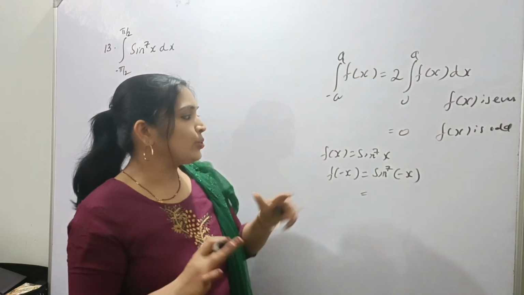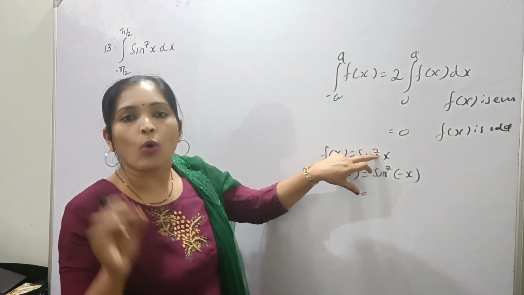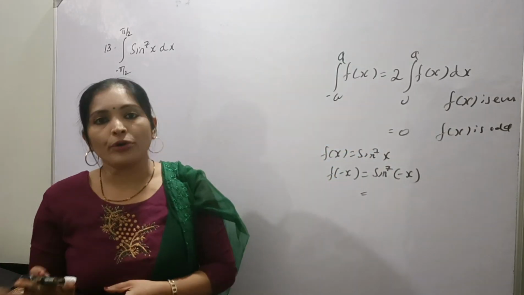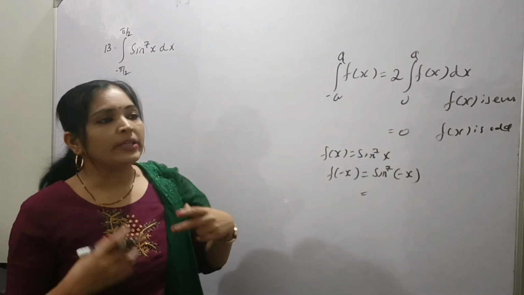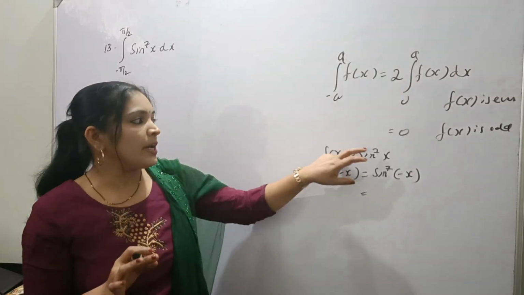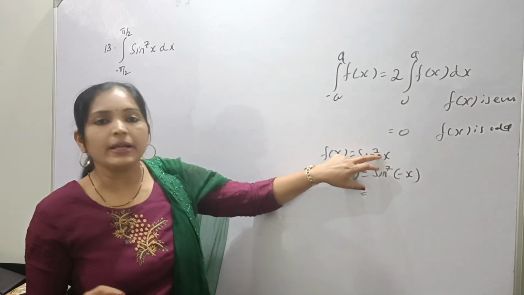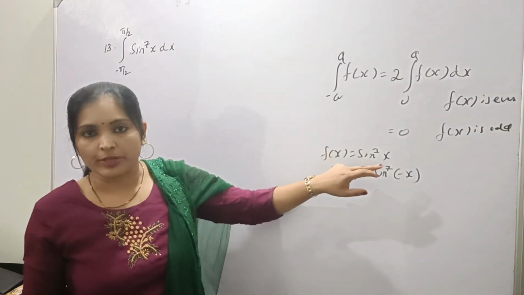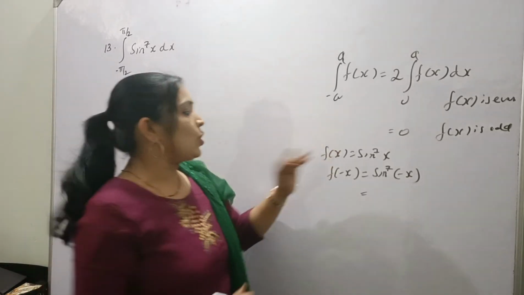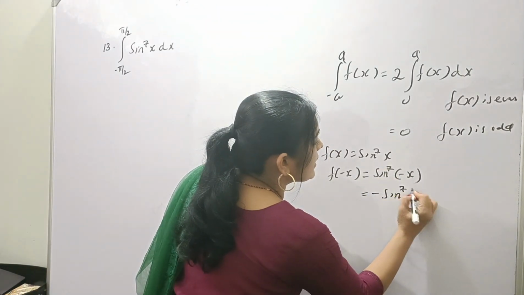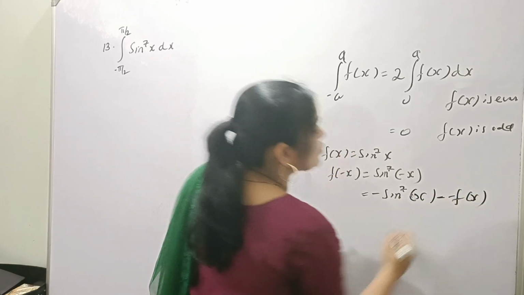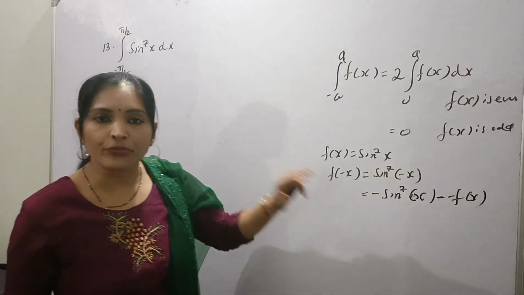If you just check, if it is an odd number, then this function is an odd function, because we know that sin of minus theta is equal to minus sin theta. Just remember, if it is an odd number, then this function is an odd function. If it is an even number, then this function is an even function. So here it is nothing but minus sin raised to 7x, that is minus f of x. So this given function is an odd function.